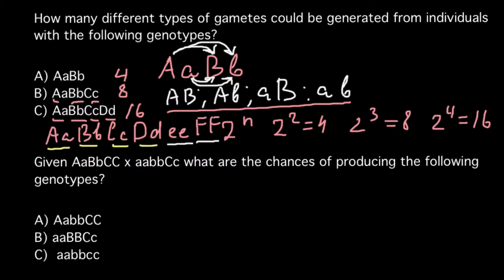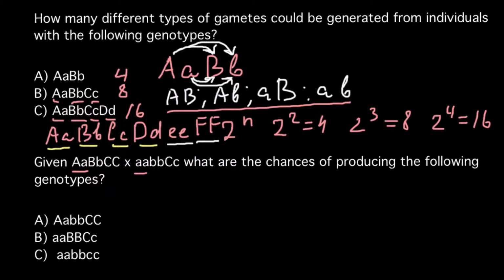Here we have to assume that all these genes, all these loci, segregate independently, and that means that these genes are on different chromosomes. So in order to solve this problem, we have to compare each locus separately. So here for gene A, parent 1 is heterozygous, and parent 2 is homozygous recessive for the same gene.